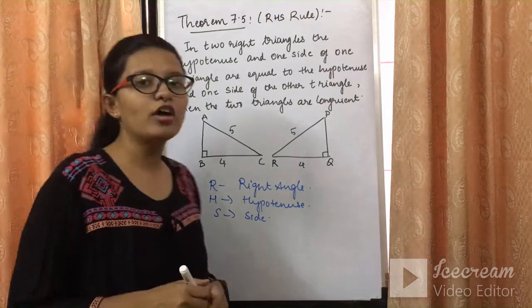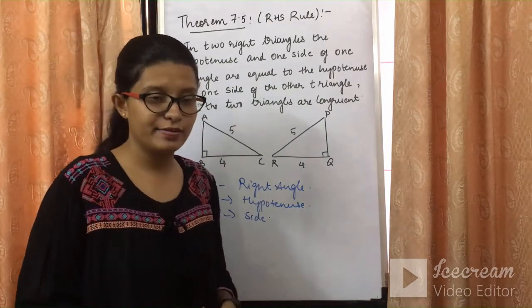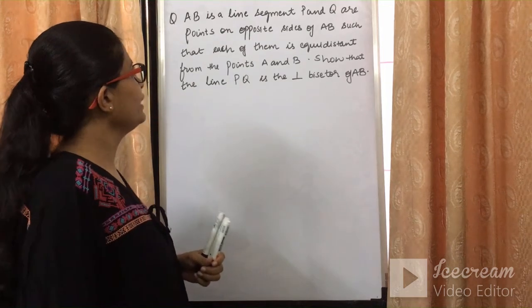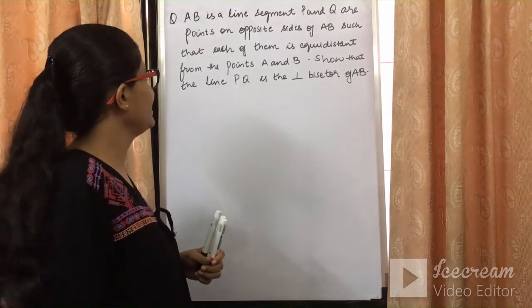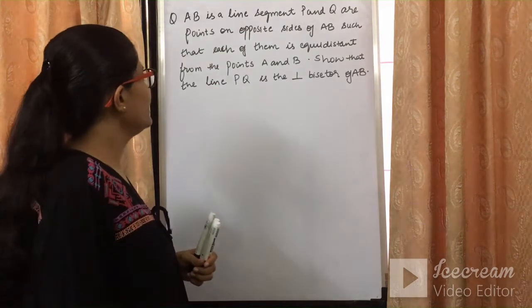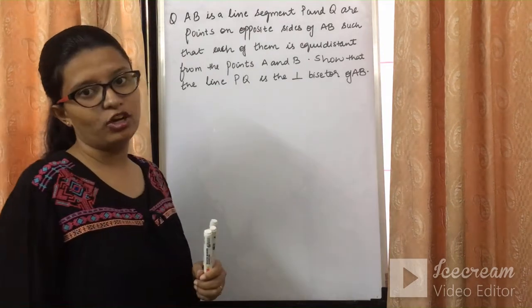So let's have a look at a few sums related to these theorems. Let's look at this question. AB is a line segment. P and Q are points on the opposite sides of AB such that each of them is equidistant from the points A and B. Show that the line PQ is the perpendicular bisector of AB.